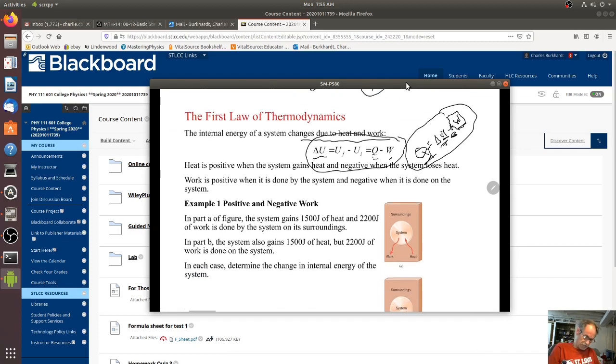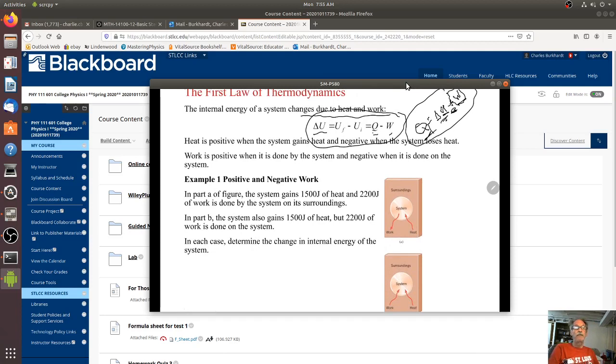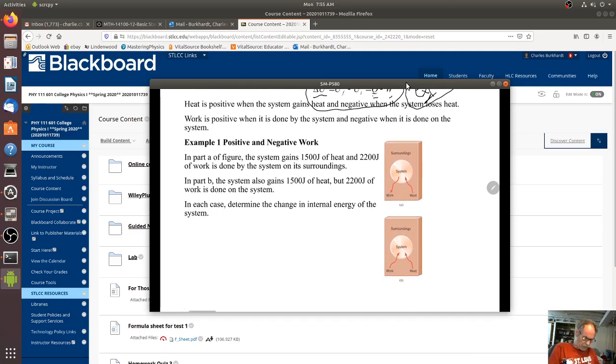So what can I say? That's life. Thermodynamics is used extensively in biology, chemistry, every area of science, engineering, very much. Okay.